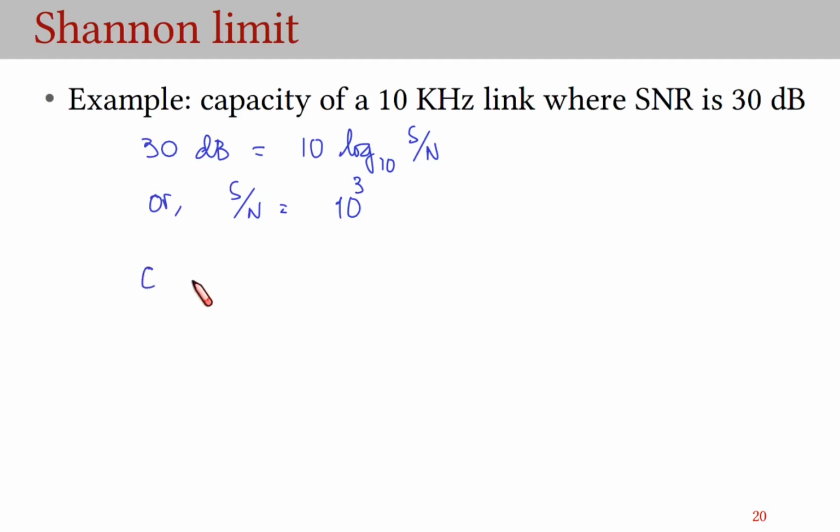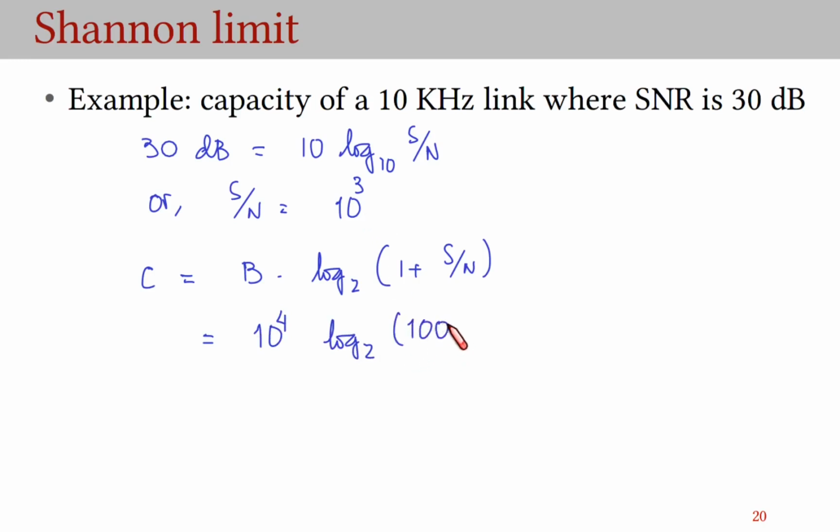and therefore the capacity is bandwidth times log base 2 of 1 plus signal to noise ratio, and that is 10 kilohertz. So this is 10 to the power 4 times log base 2 of 1000 plus 1, which is 1001, and that is approximately 100 kilobits per second.